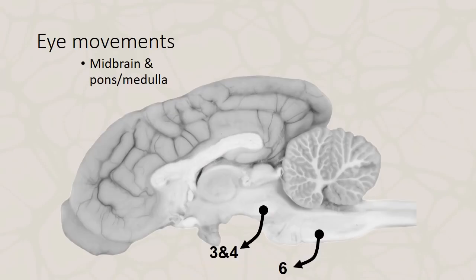Another aspect when we're evaluating the eye are the eye movements. What controls the eye movements are going to be the third and fourth cranial nerves, which originate from the midbrain or the mesencephalon, and the sixth nerve, which originates from the myelencephalon or the medulla.